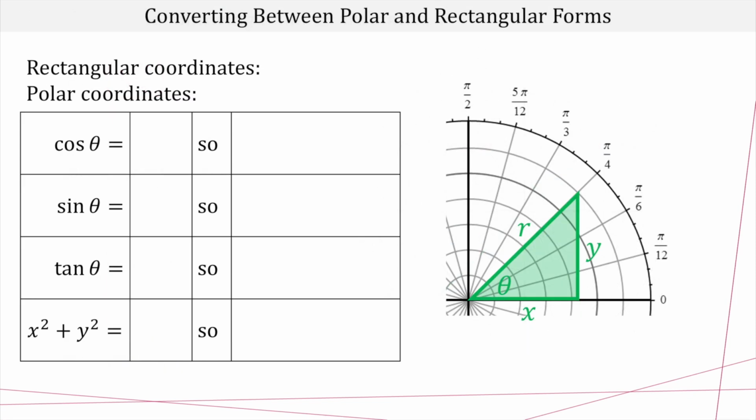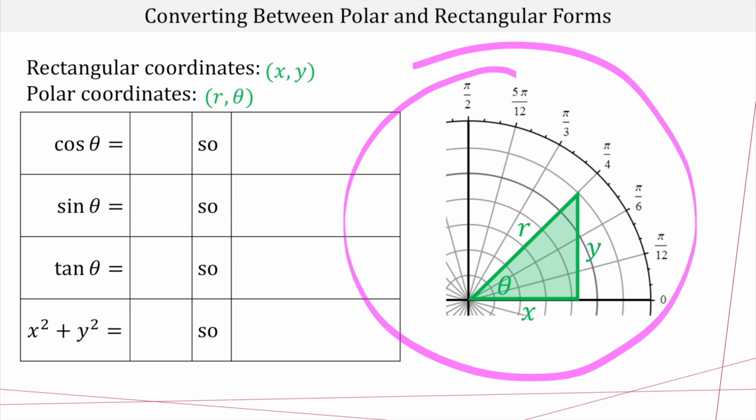Now it's important to be able to go back and forth between polar coordinates and rectangular coordinates. So again, rectangular coordinates come in the form of x, y, and polar coordinates come in the form of r, theta. Now on this polar graph over here, I've got on the x-axis a distance of x, and going up a distance of y. And the hypotenuse of this triangle that I'm forming is r.